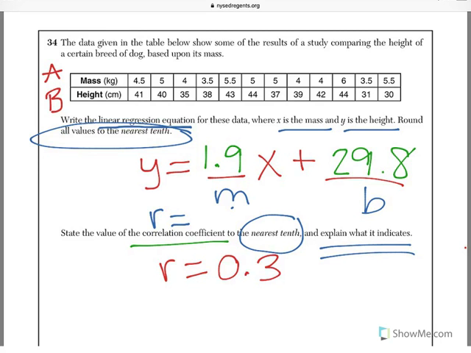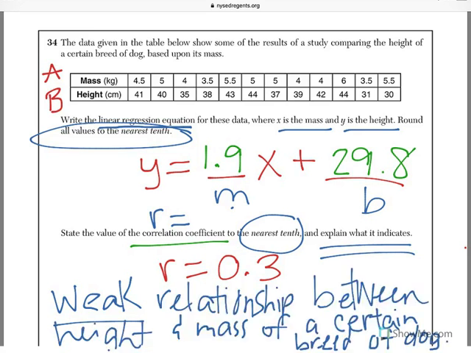Now, to explain what this indicates, that means that since r is close to 0, this is going to be a weak relationship between the height and mass of a certain breed of dog. So it's always good when you're explaining to refer back to the information that you're talking about. Since this table is referring to a certain breed of dog, and it's comparing their mass to their height, that's what you want to talk about when you do your explanation at the end.